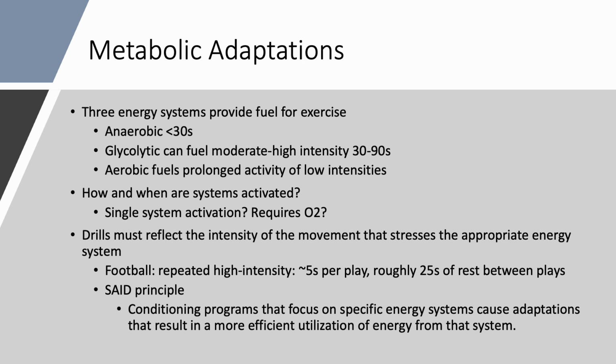Metabolic adaptations. As a reminder, there are 3 energy systems that provide fuel for exercise. Anaerobic, so ATP-PCR, as well as the fast glycolysis, the first pathway in glycolysis, less than 30 seconds. The other half of our glycolysis system can also fuel moderate to high intensity activity up to roughly 90 seconds. And anything over that would be more aerobic, for prolonged activities at lower intensities.